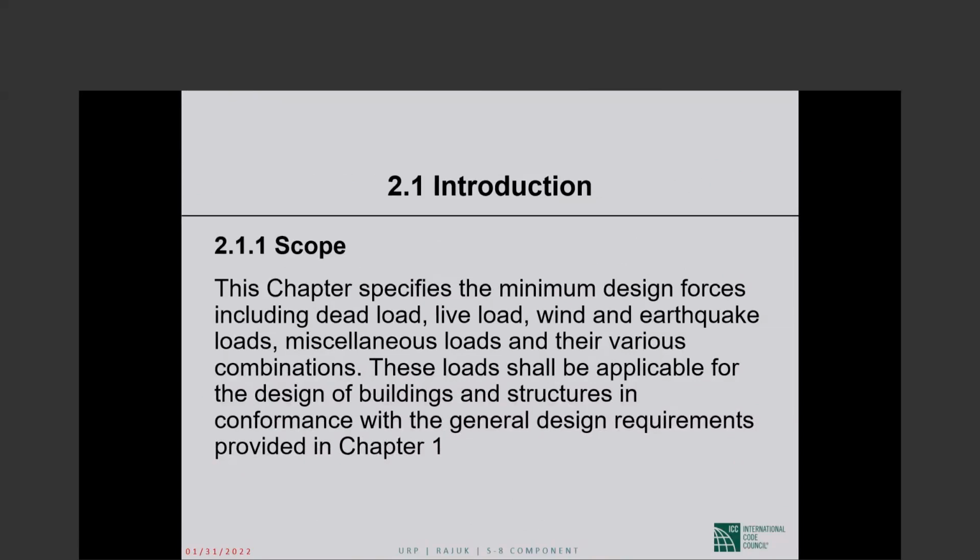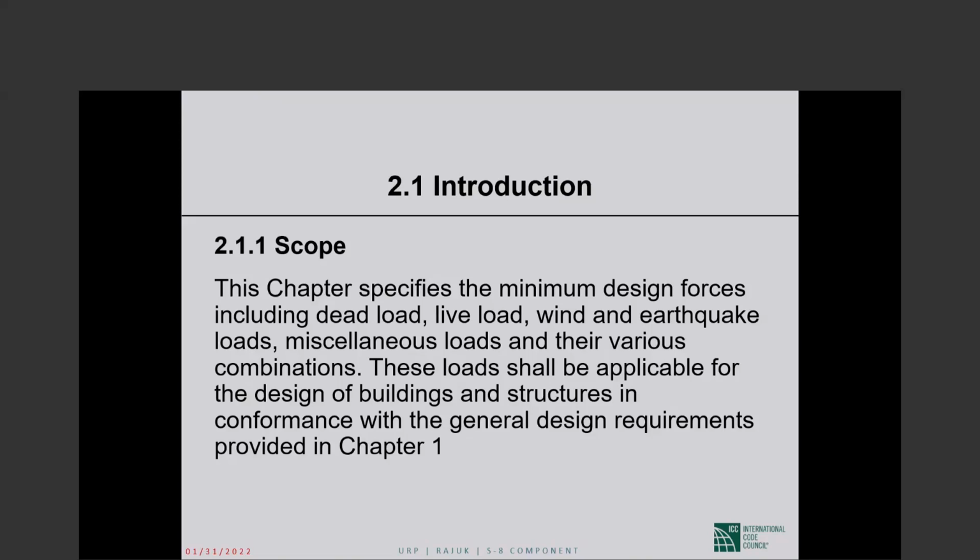Okay, so the introductory part of chapter 2. This chapter specifies the minimum design forces. That word minimum is very, very important. You have to design at least for the loads that are given. You can go higher, you cannot go lower.